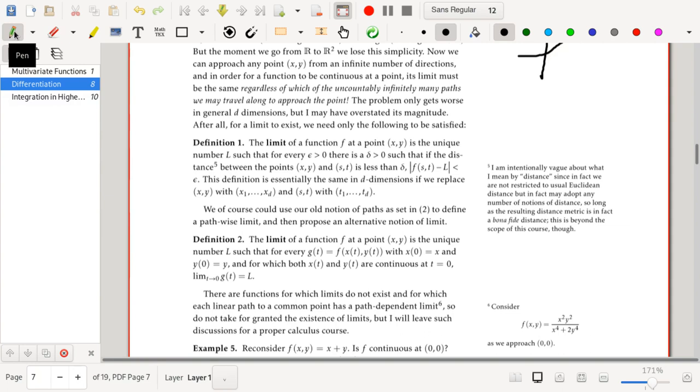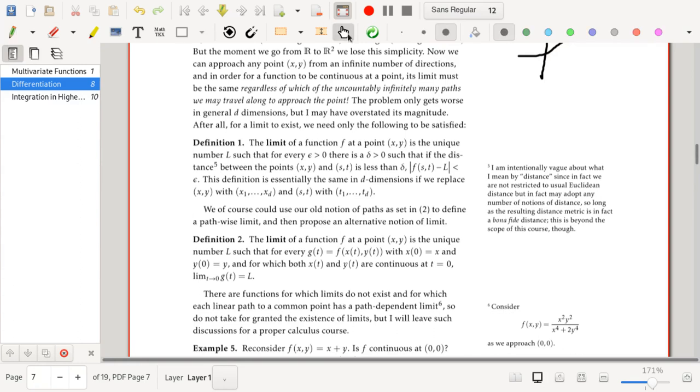By the way, I've been intentionally vague about the notion of distance, because in fact there isn't a single notion of distance. You're allowed to think of distance as being Euclidean distance, as you learned in your geometry class, but we are not necessarily restricted to just Euclidean distance. But whatever notion of distance we have, this is how we're going to think of a limit.